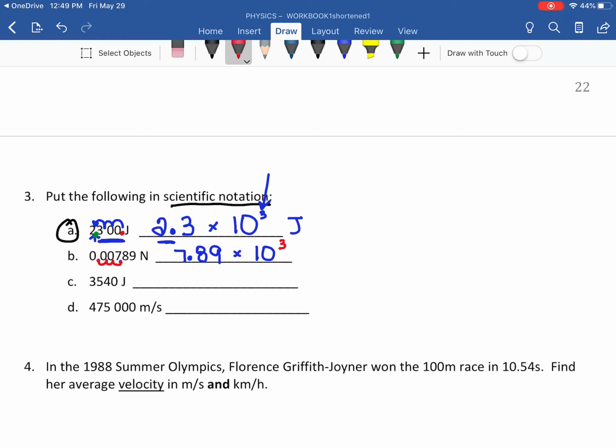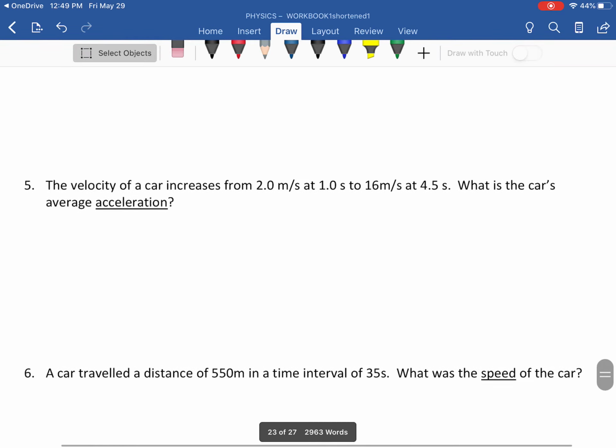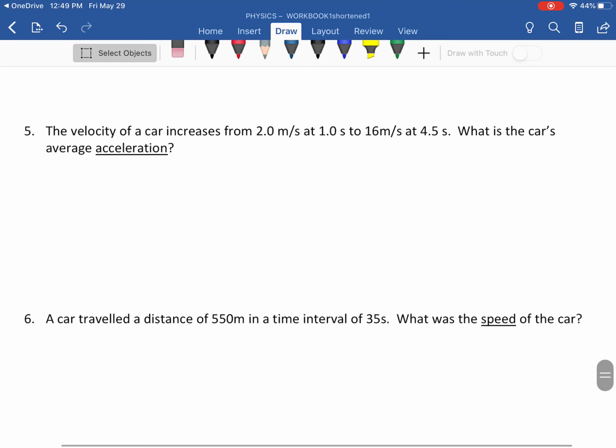But in this case, because my original number was less than 1, my power is negative. So if your original number is less than 1, your power is negative, and if your original number is greater than 1, your power is positive. All right, that's that. The next one I've been asked to do is number 5.